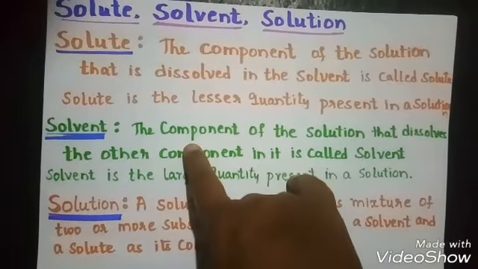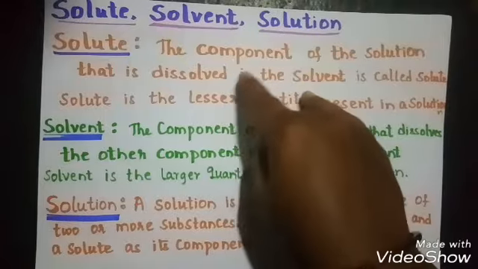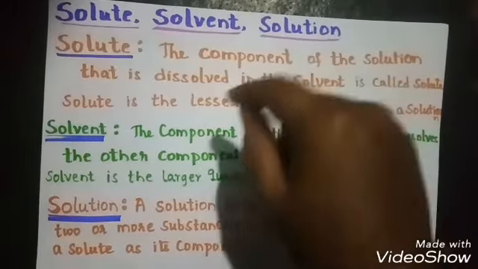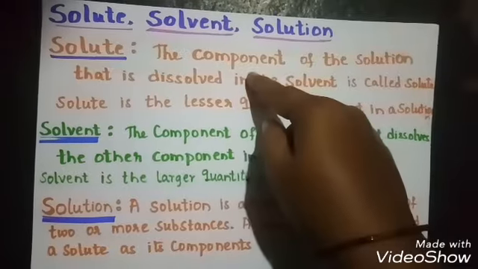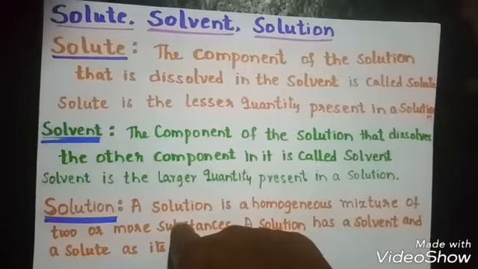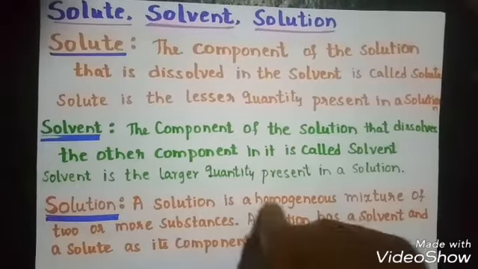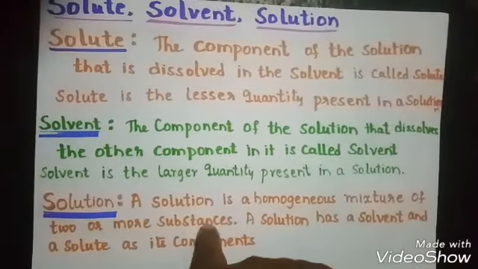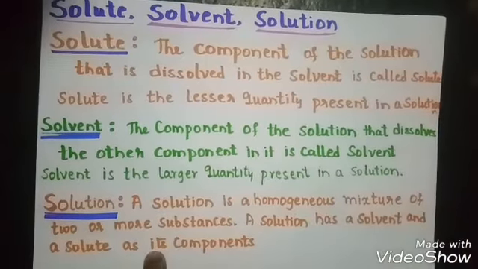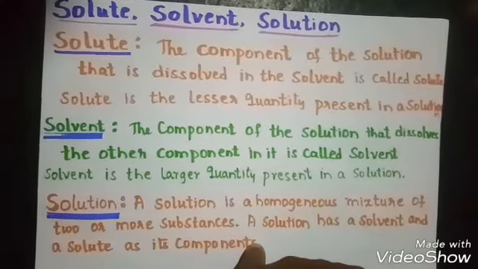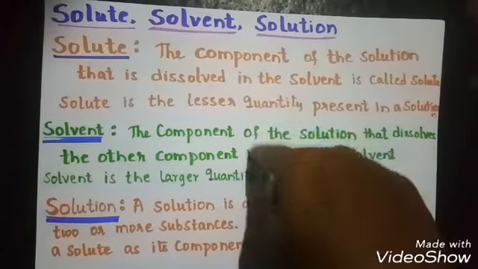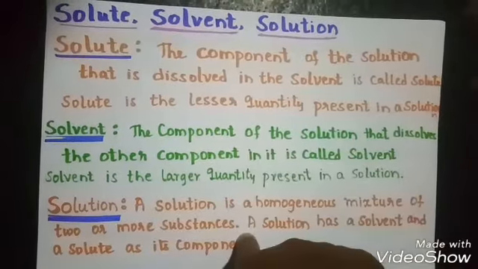When you are mixing two or more components together, solvent is one component and solute is one component, and when you mix both you get a solution. So what is a solution? A solution is a homogeneous mixture of two or more substances. A solution has solvent and solute as its components. So we have learned that when we mix solute and solvent, we get a solution.